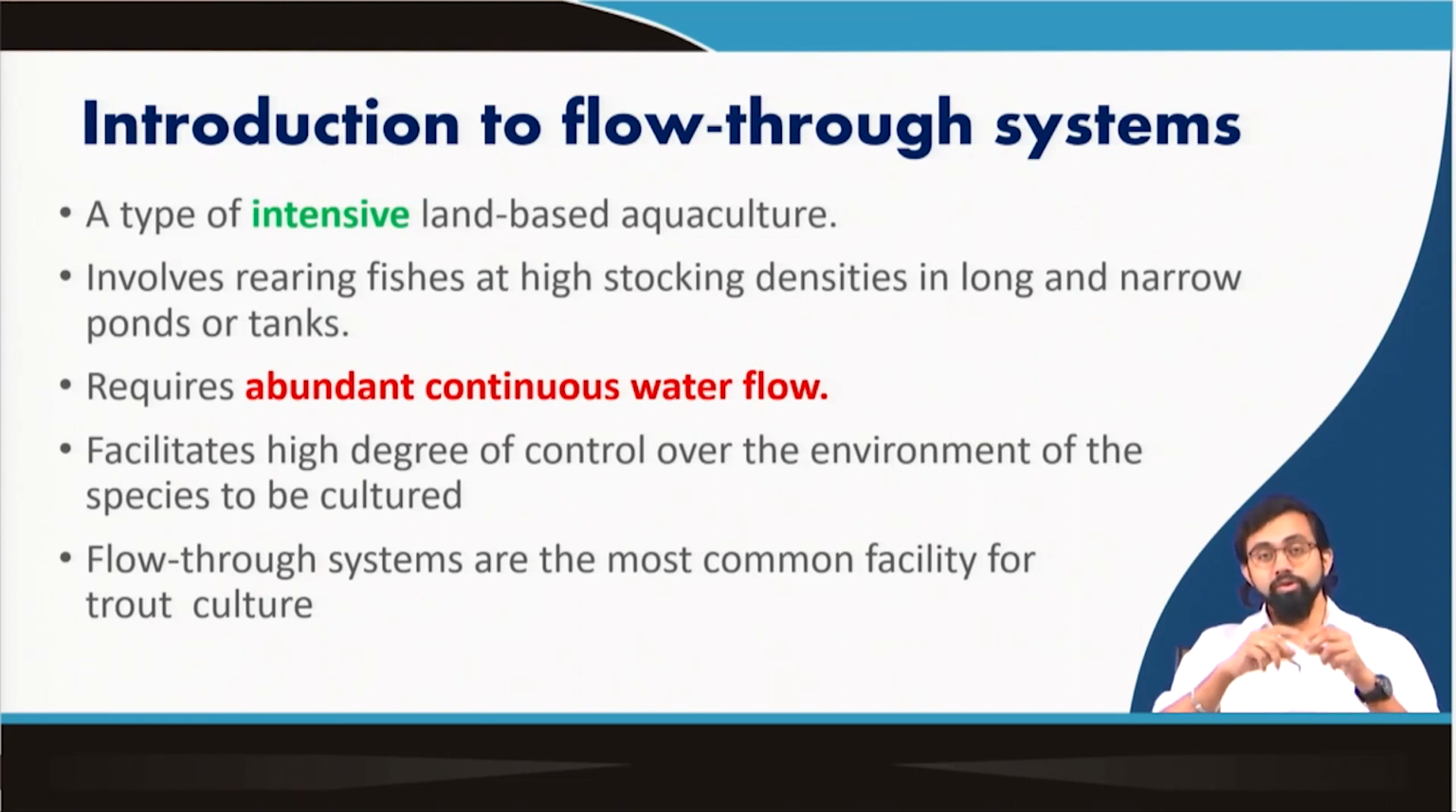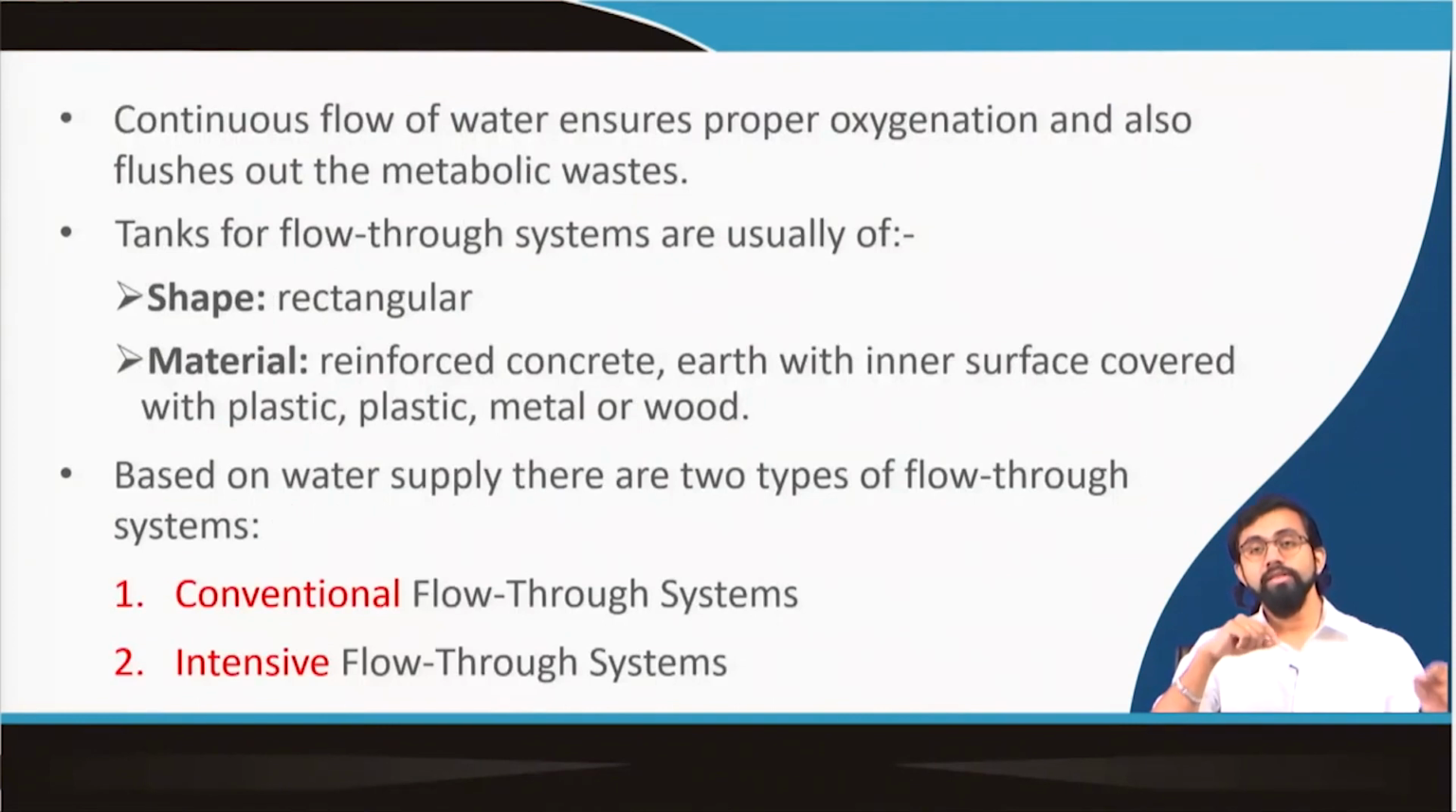In flow-through systems, the most common facilities are involved with trout culture, different kinds of trout, rainbow trout, etc. This is very famous in all the western countries in general, and in India also we are using it nowadays in large numbers. The continuous flow of water in this kind of system ensures proper oxygenation and also flushes out all the metabolic waste generated by the aquaculture species.